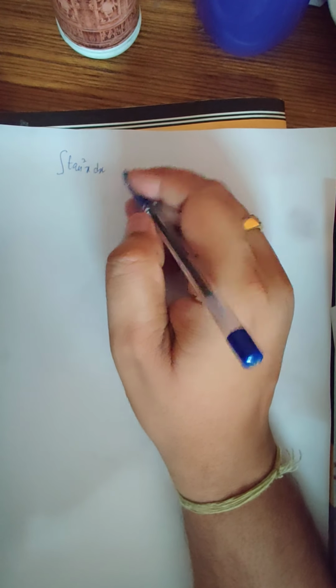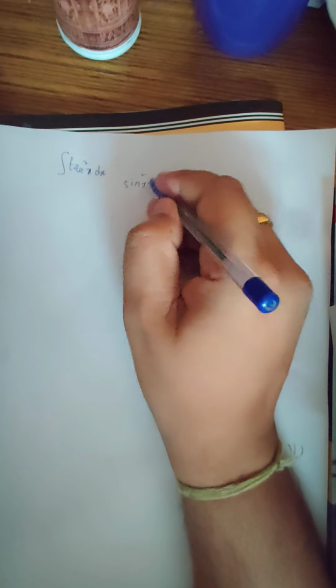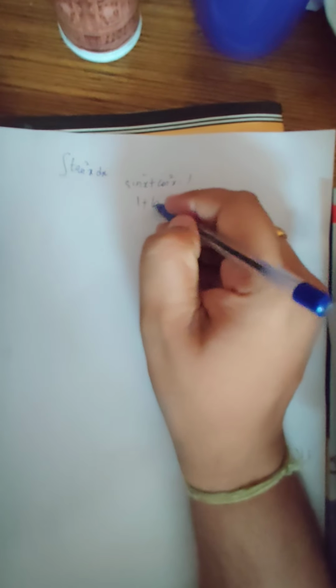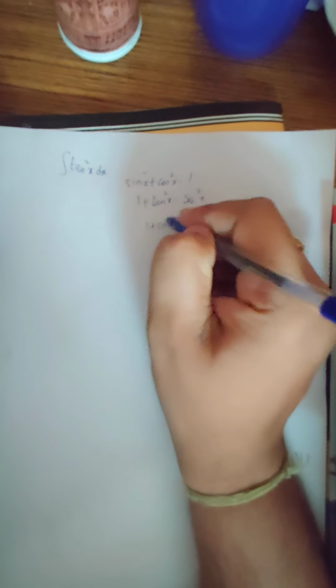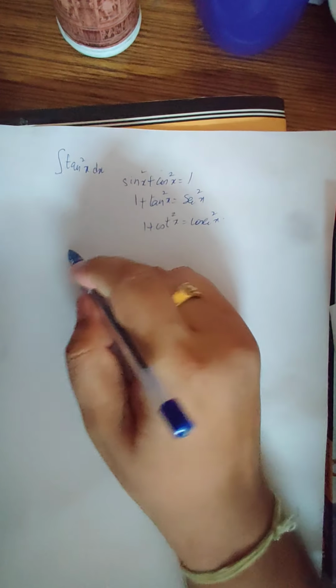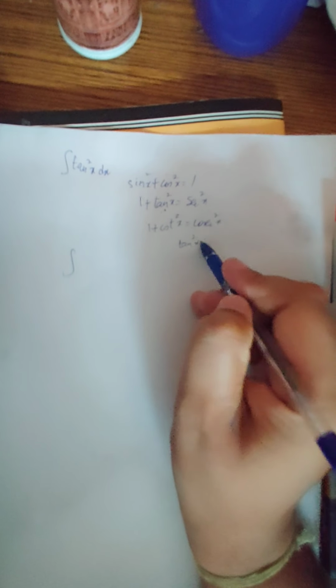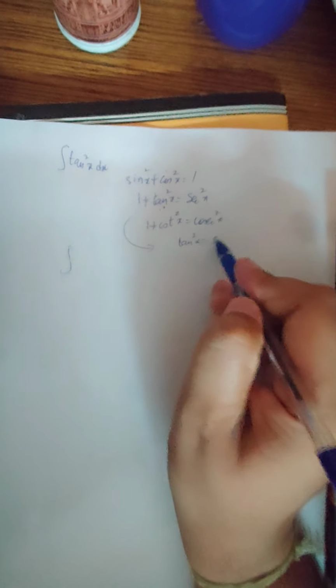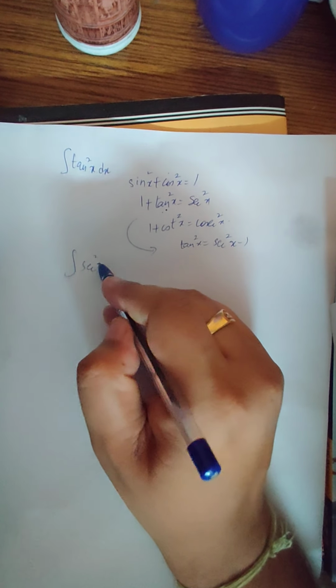in the 11th standard. So the fundamentals are very important, students. Sin square x plus cos square x equals 1. So 1 plus tan square x equals secant square x, and 1 plus cot square x equals cosecant square x. So here I can write tan square x as secant square x minus 1. So integration of secant square x minus 1.